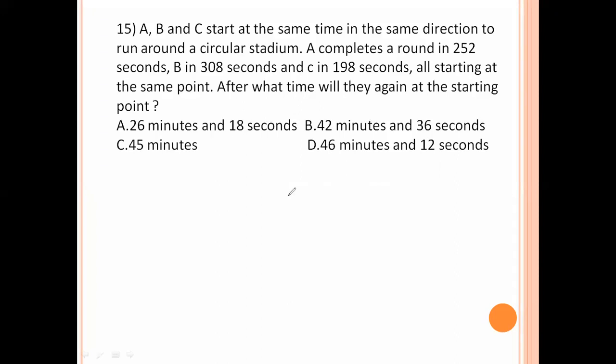A, B, and C start at the same time, in the same direction, to run around a circular stadium. A completes a round in 252 seconds, B in 308 seconds, and C in 198 seconds. All start at the same point. After what time will they meet again at the starting point?